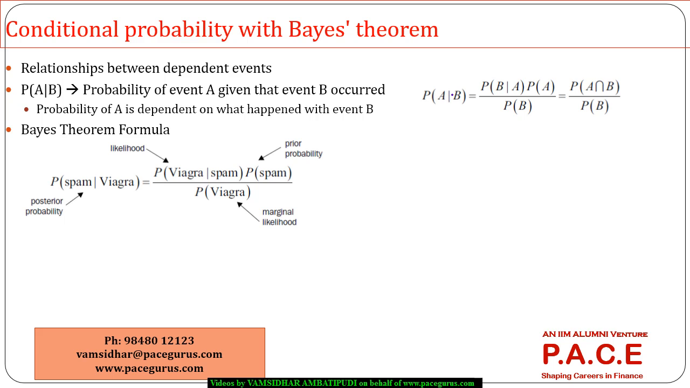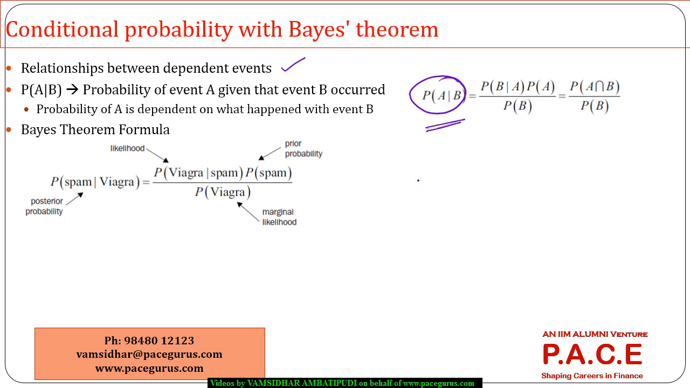Now, definition wise, the conditional probability is the probability that an event A occurs given that the event B has already occurred. So we are talking about the relationship between the two dependent events. Even the Bayes theorem comes out in the same way.